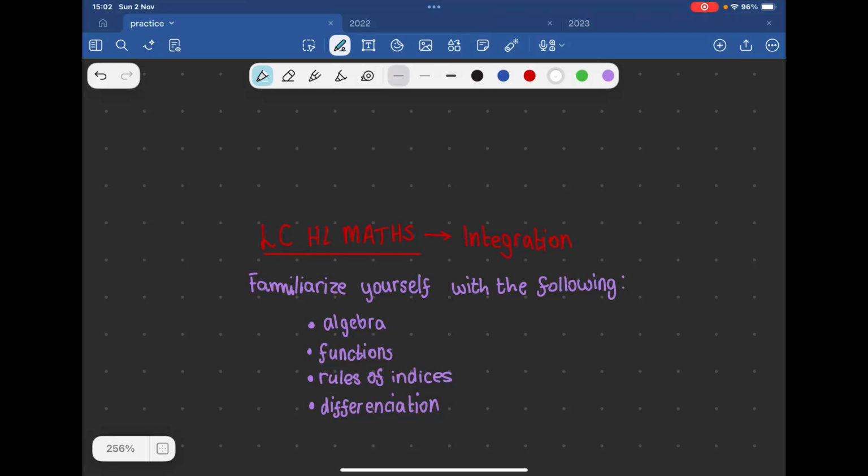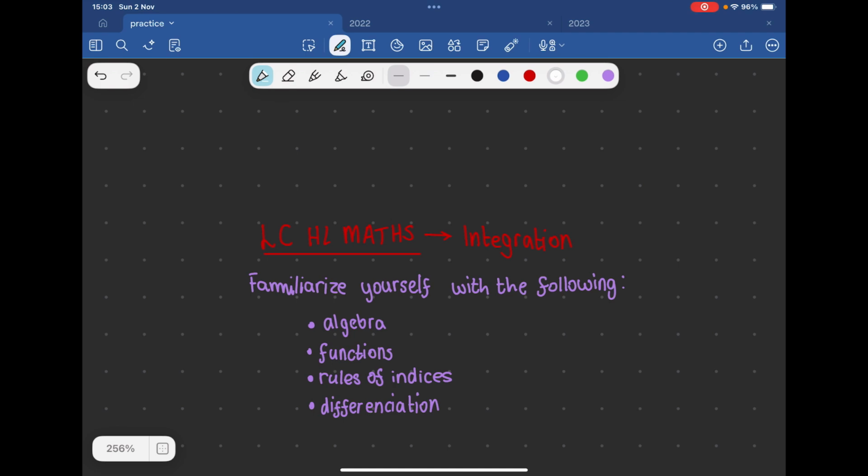Today I'm going to be covering the Leaving Cert higher level maths topic, integration. If you're doing ordinary level maths, you don't have to worry about this topic. It is important and it will come up in your Leaving Cert higher level maths exam. It's part of the calculus part, and in order to get full marks, I really recommend to familiarise yourselves with algebra, functions, rule of indices and differentiation.